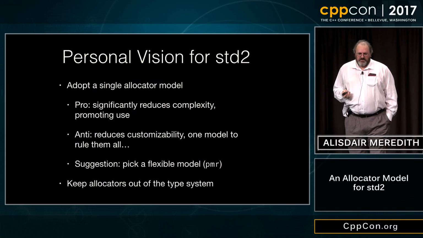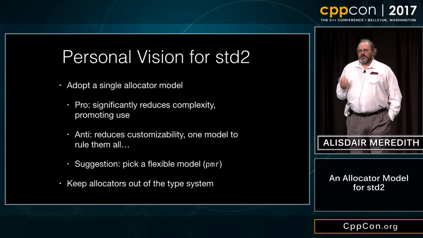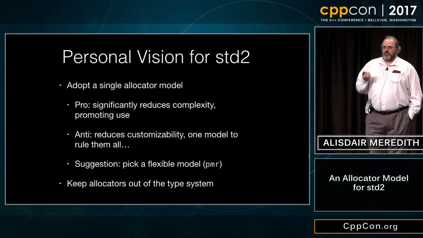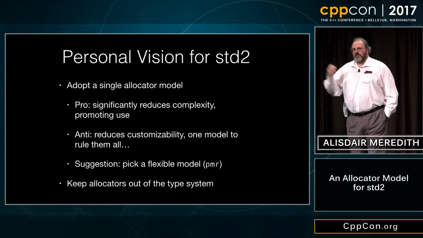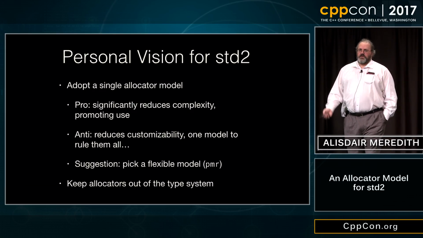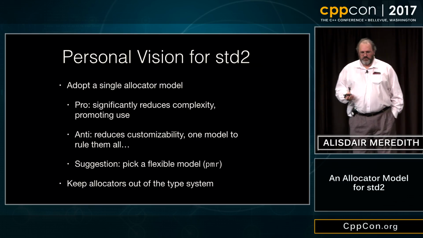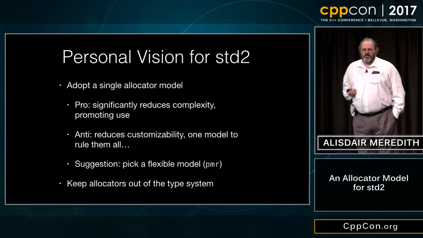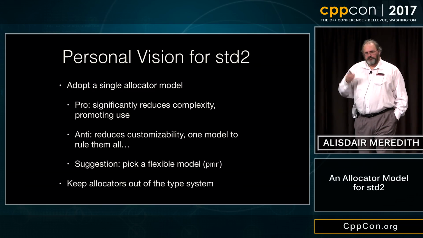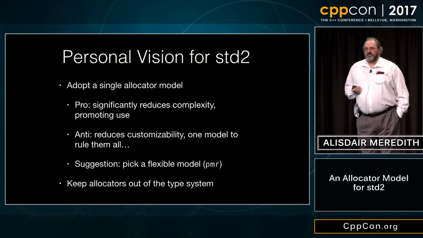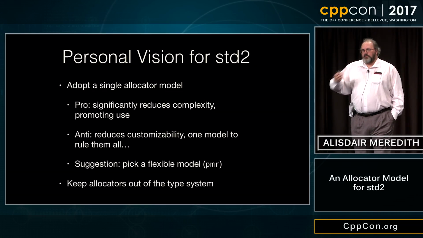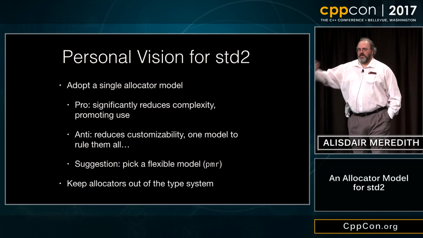Again, this is my personal vision for std2. The way we solve a lot of this complexity problem is we agree on a single allocator model. So we no longer have allocator traits to try to solve all of this mess. We have a single, well-defined way to do this, and that promotes all our vocabulary for the interoperation of APIs. The downside of going with a single model, of course, is you're going to have less customizability and flexibility. So we pick the most flexible model we know, which is the PMR system.